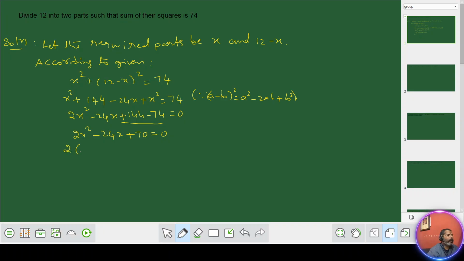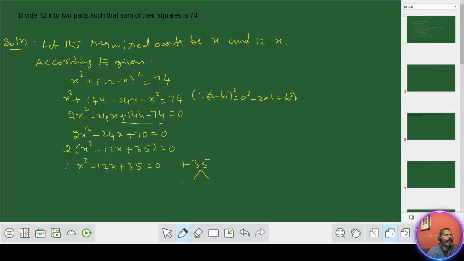Now take out 2 common because it is common in the terms. So 2 times (x square minus 12x plus 35) is 0. So the equation becomes x square minus 12x plus 35 equal to 0. Please remember, if all the terms in the quadratic equation have a common factor, take it out so that it will make your job easy. Now we have to find factors for plus 35, such that the product should be 35 and addition or subtraction should give minus 12. That is the middle term.